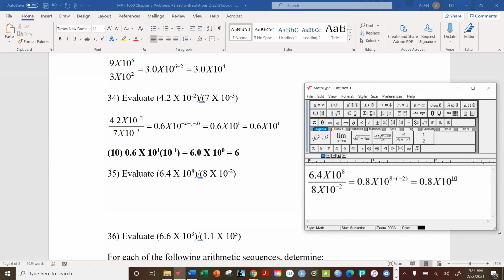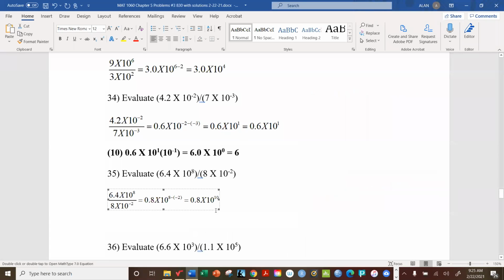And guess what we have to do? Yep, it's not quite ready. We have one more step. We're going to have to make some adjustments here. 0.8 times 10 to the 10th. We don't want that 0.8, do we? We want 8. So here's what we're going to do. We're going to multiply by 10, or 10 to the first, and then we're going to multiply by 10 to the minus first to make sure we don't change the value.